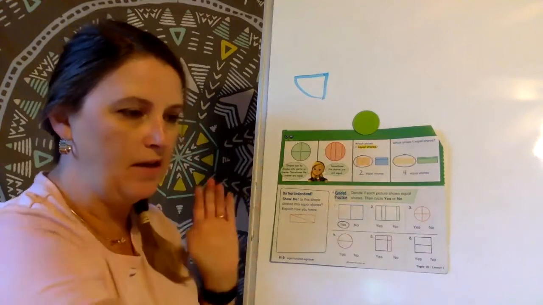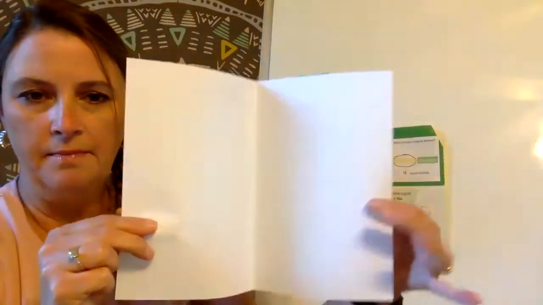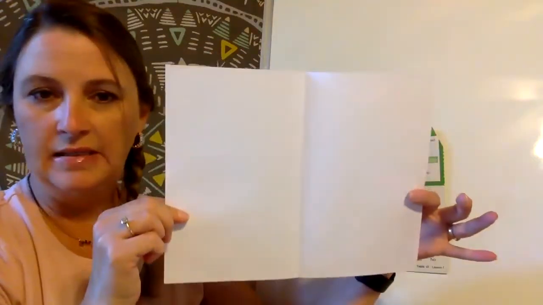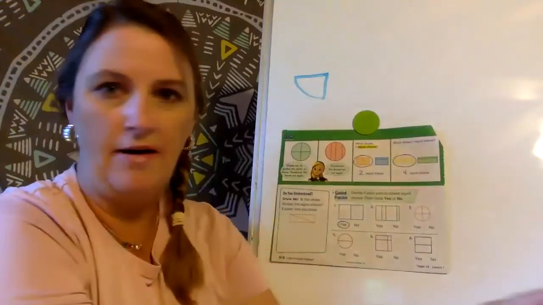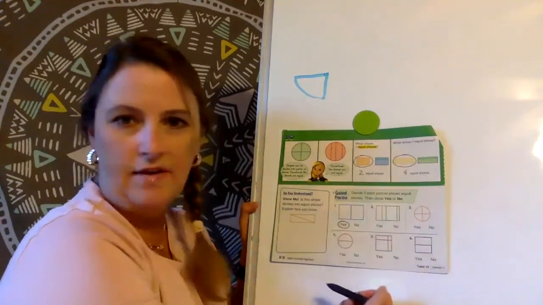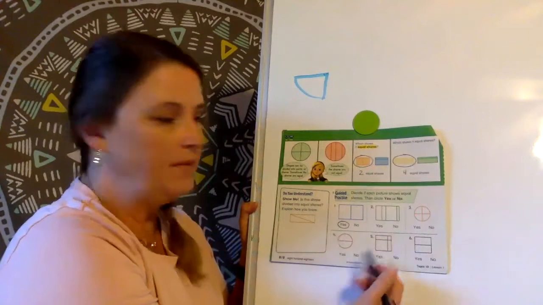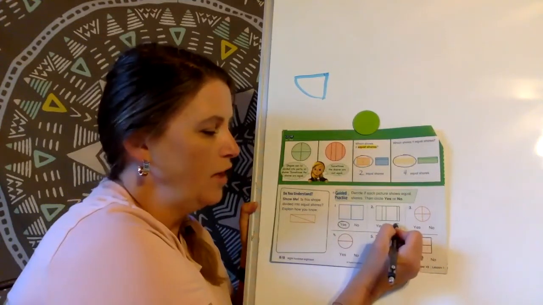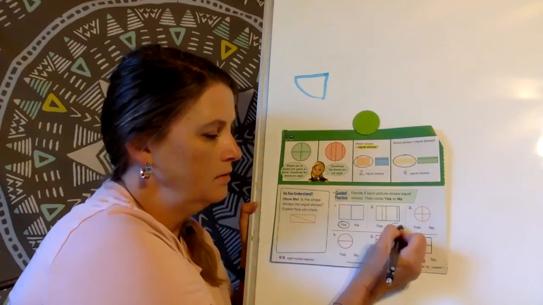Now remember, when you have equal shares, they're the same on both sides, okay? Or if you have more than 2 pieces, every piece is the same, no matter how many shares you have, okay? So when you look at that, do those have equal shares? No, they don't. This one is much larger and this one is teeny tiny, okay? So I would circle no on this one, okay?